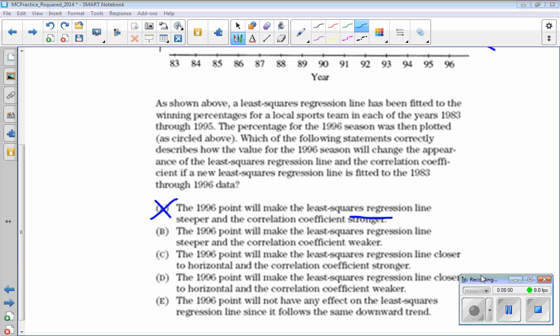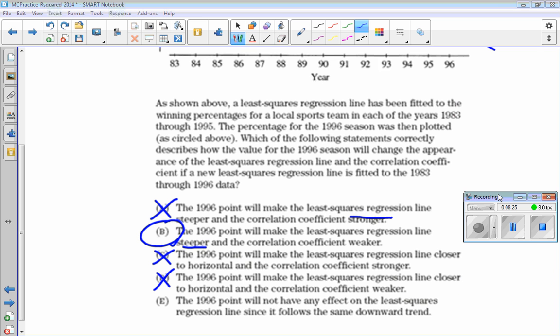It's going to make it steeper. We agree with steeper, don't we? Yes. And then the correlation coefficient weaker. Yeah, I think that's the answer. We should go through the other choices just to make sure. It's going to make it closer to the horizontal. Nope, that's not true. Make the line closer to horizontal? No. The last one will have no effect. I believe it has an effect, right? So answer choice B seems like the most reasonable choice.